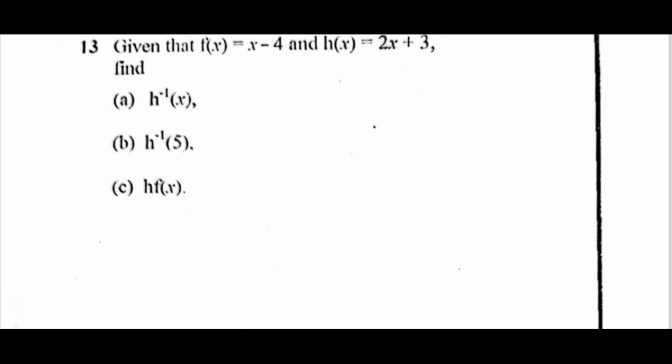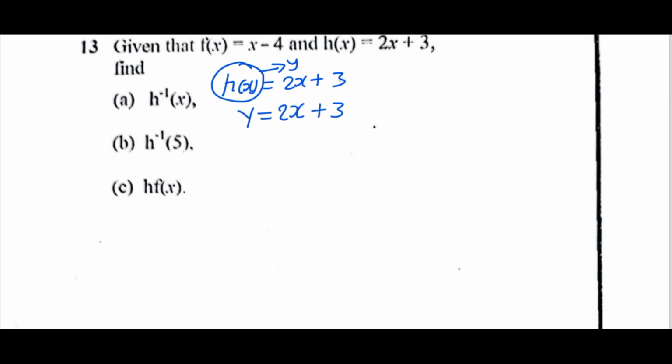So we have now question 13. Given that f(x) is equal to x minus 4 and h(x) is equal to 2x plus 3. The first one, we want to find the inverse of h. So let's solve for the inverse of h. Our original function for h is this one. Where there is f(x) or h(x), you replace it with y. So this will be y is equal to 2x plus 3.